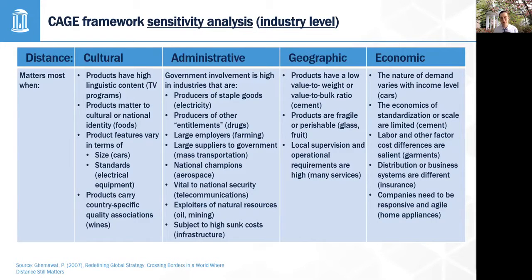With the CAGE framework, there are 2 types of analysis that are always required together. The first is the sensitivity analysis, thinking about your specific industry and which of these dimensions is most important. If geographic distance is most important, then you'll want to expand first into markets that are physically close to you. If cultural distance is more important, then maybe geographic distance doesn't matter, but you want to focus on countries that are more similar culturally. So an example of that is Netflix, which shows a lot of shows that were produced in Australia and the UK here. And similarly, I think they show a lot of US shows in those markets.